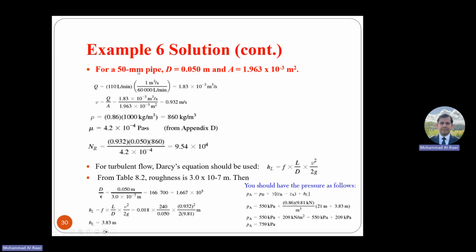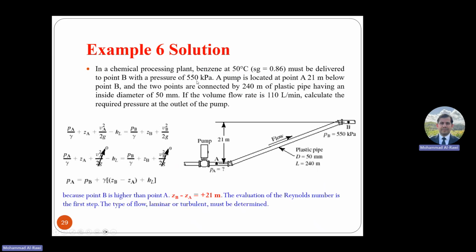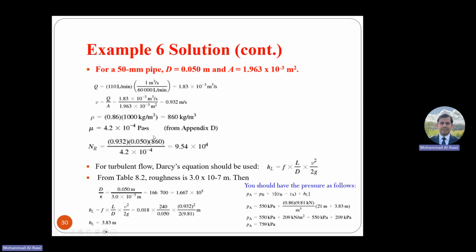So for a 50 millimeter pipe, diameter is 0.05 meters, and the area is this value. You have the Q converted from liters per minute; we divide by 60,000 to make it meters cubed per second. Velocity is Q divided by A. You have the area, we just convert the Q, and you get the velocity 0.932 meters per second. Density, because we're given the specific gravity, multiplied by density of water at room temperature, 1000, you get the density of that fluid. The fluid is benzene, so you can get about 860 kg per meter cubed. From Appendix D, you can get the dynamic viscosity.